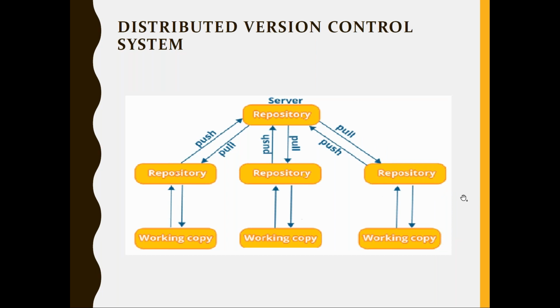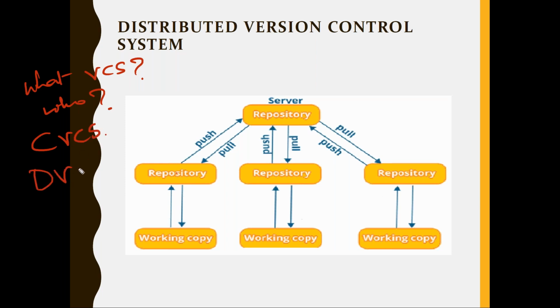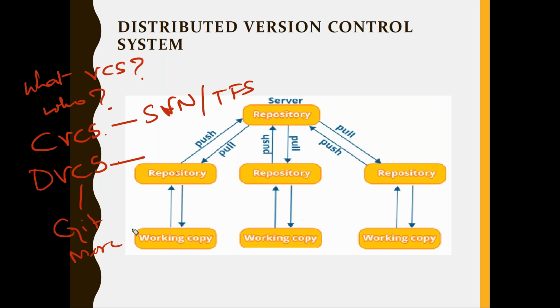So we understood what a version control system is, who uses it, and the different types of version control systems, like centralized and distributed. Let me summarize. We have discussed what a version control system is, who uses it, and then centralized and distributed version control system architectures, and examples for them. SVN and TFS follow centralized architecture. Git and Mercurial follow distributed architecture. Now we are learning Git in this course. So here we have seen the generalized architecture. Now we shall talk about the architecture of Git in particular.